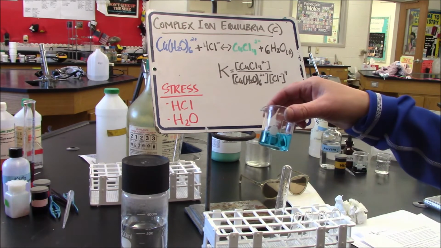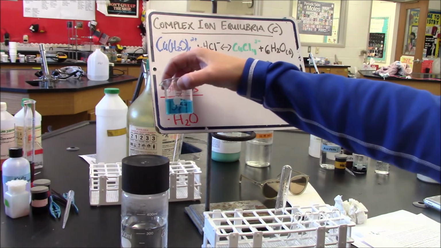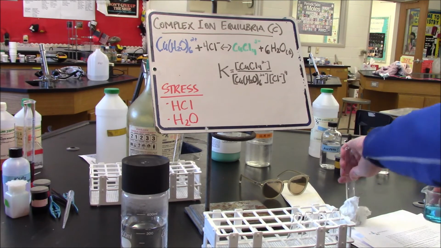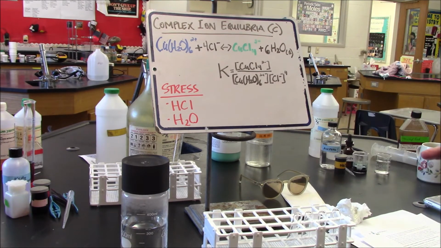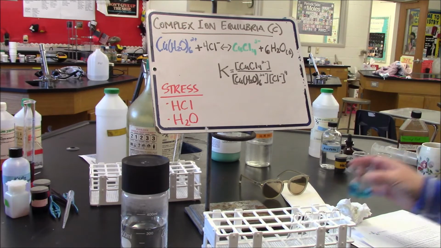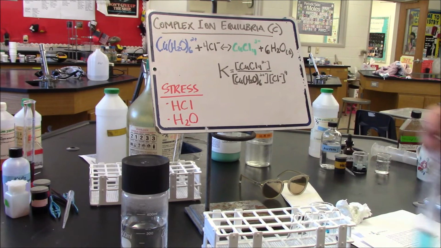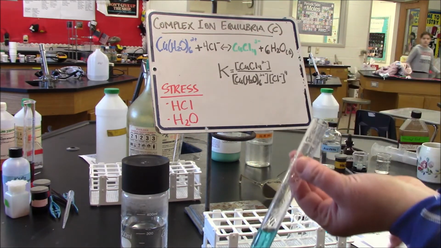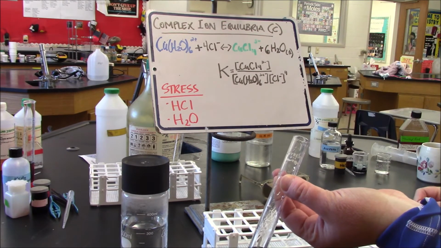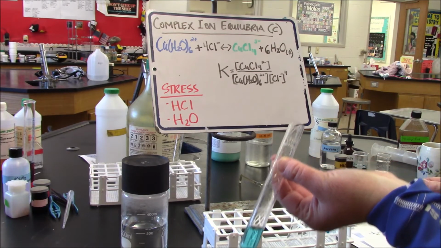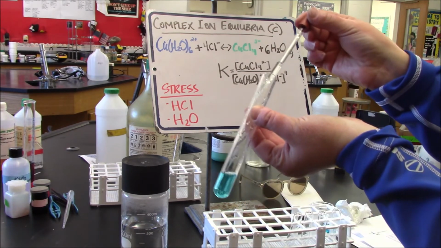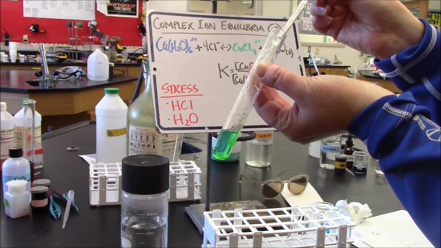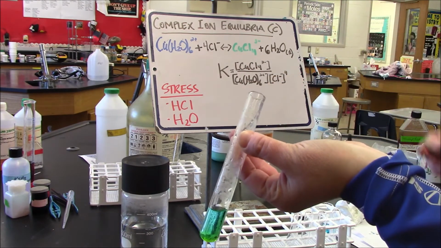Here I have my solution of copper 2 chloride in water. I have my complex ion formed. As I said, I'm going to start by adding concentrated hydrochloric acid. That'll be my source of chlorine ions. Let's see, can you see? And you can see as I add, the solution is changing color from blue to green.